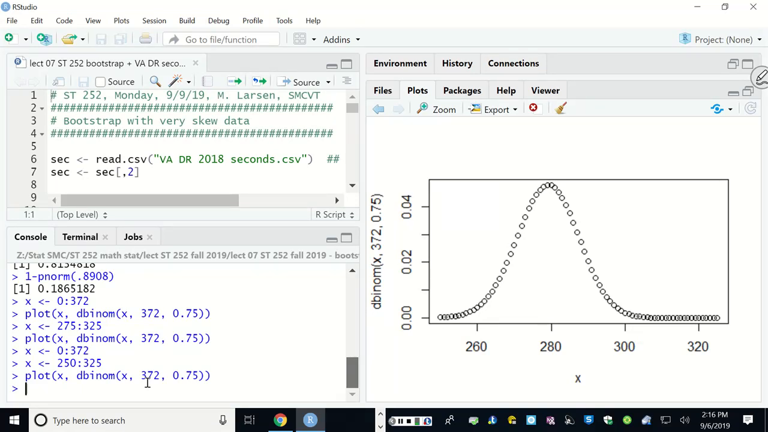Now the book mentions a continuity correction, right? Because we're going from a discrete distribution that only has probability at a mass, at points, versus a continuous curve. So you can make it a little bit better if you either plus or minus 0.5.